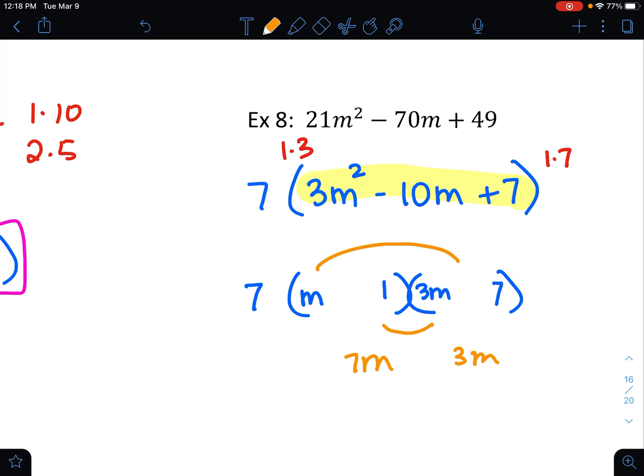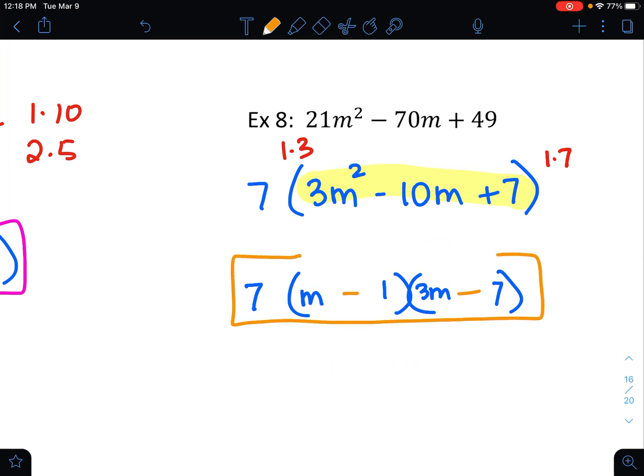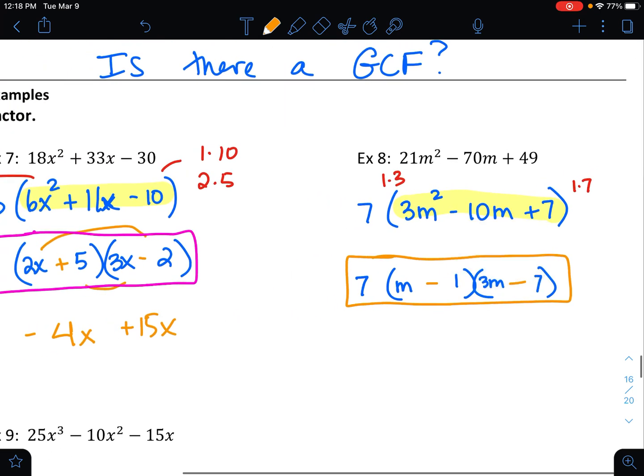All right, if I add, I get positive, so I need to subtract both of them. So negative and negative will give me negative 10, so let's put our negatives in there. And then do I still get positive 7? I have negative 1, negative 7, I do. All right, so let's take off these, and then my answer is the whole thing. So 7 times m minus 1 times 3m minus 7.